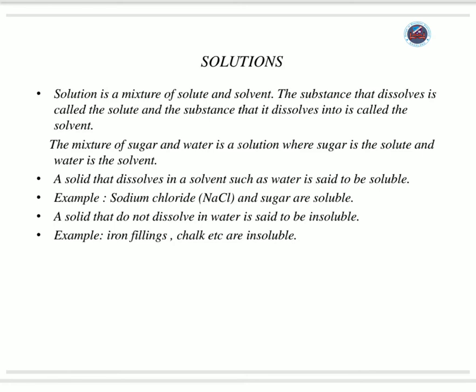A solid that dissolves in a solvent such as water is said to be soluble. For example, sodium chloride, NaCl, like table salt, and sugar are soluble as they dissolve in water, whereas the solids that do not dissolve in water are said to be insoluble. For example, iron filings, chalk, etc., which cannot be dissolved in water, are considered to be insoluble.